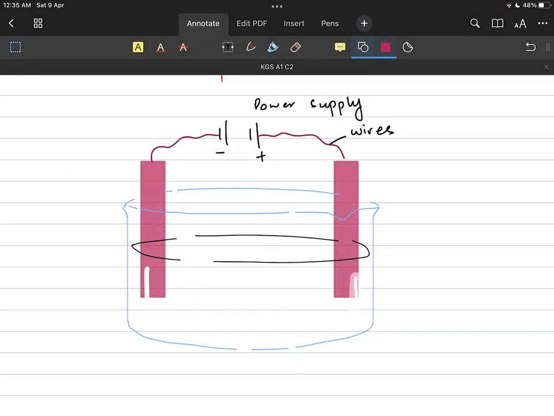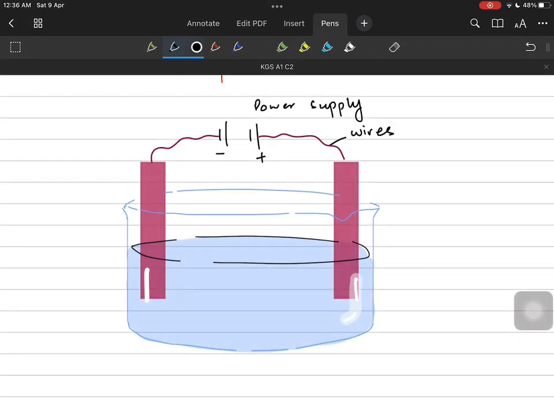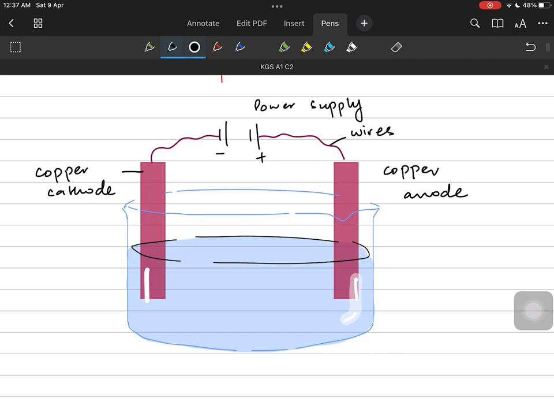Imagine you have two copper electrodes. That's why I drew them with a pink color. There's an anode and a cathode. The plus one is the anode and the minus one is the cathode, and both are made up of pure copper. Imagine, hypothetically, they are 100% pure copper. So we have a copper cathode and we have a copper anode.